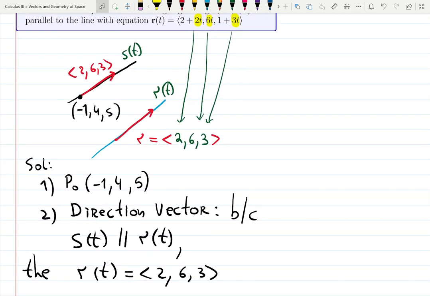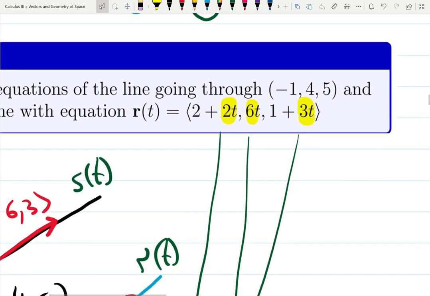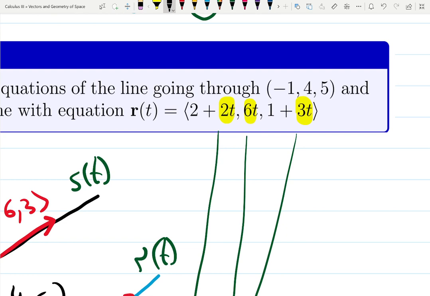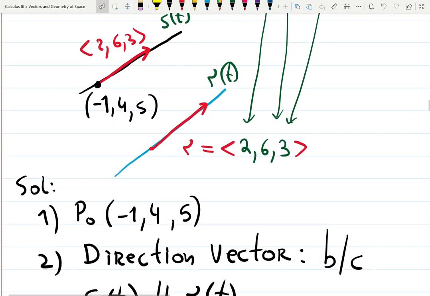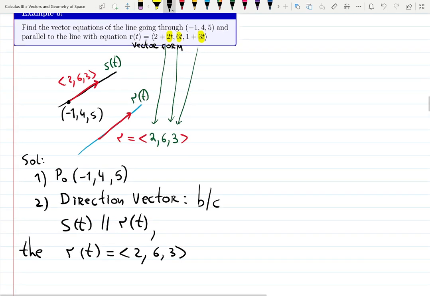Do you agree on that? Think about this. So you see, R of T, that was a line given in the vector form. This is a vector form. For the second line, we don't need. They want us to build a new line S of T. So look how I'm going to match.